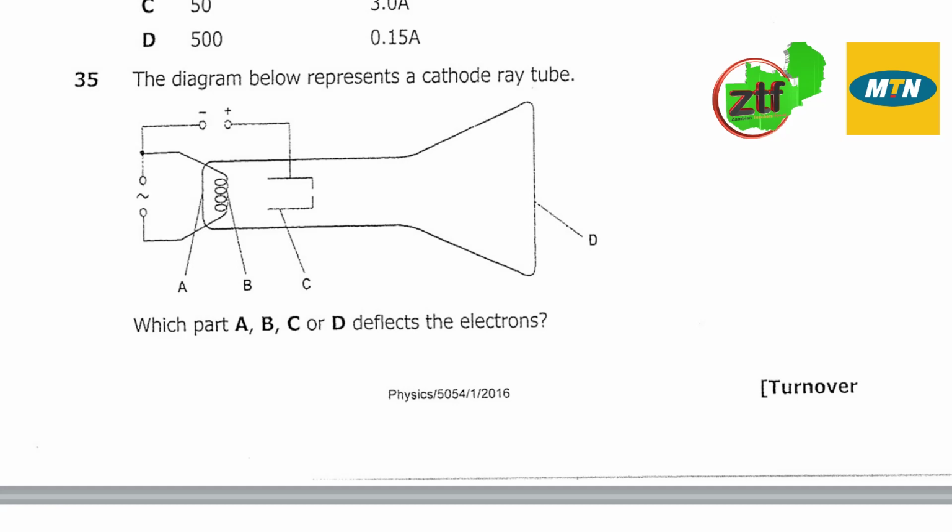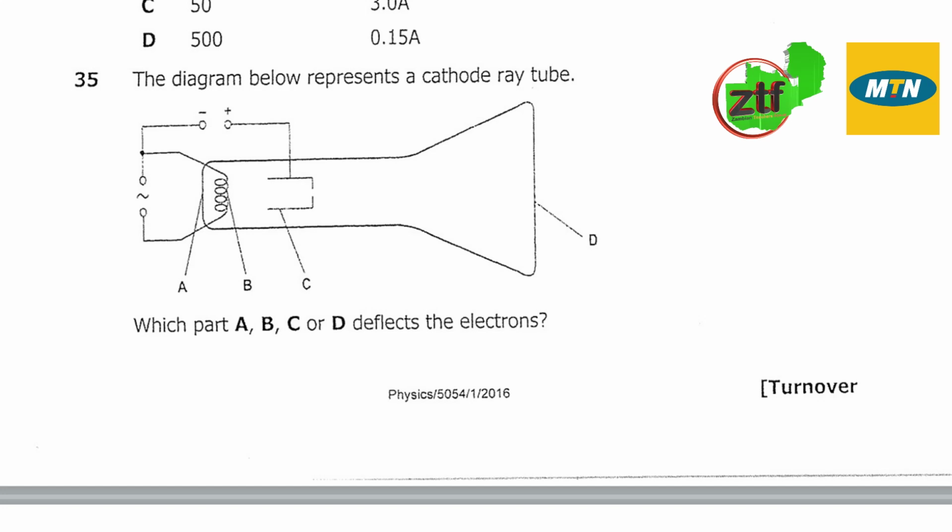We continue with question 35. The diagram below represents a cathode ray tube. Which part, A, B, C or D, deflects the electrons? When we check on all these, we see that B is a filament which releases the electrons, and the only part which seems to agree with the answer is C. D is a screen, so we can't rely on it. So we choose C. We move on. It's a fairly straightforward question.